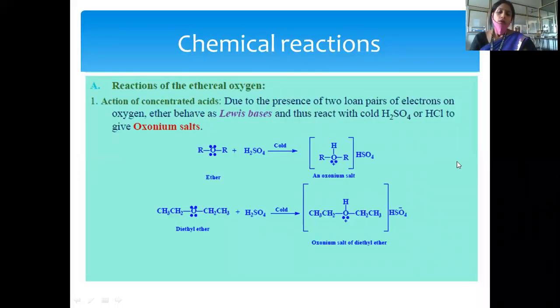All right. So now let us see the chemical reactions of ethers. So first is the reaction of the ethereal oxygen, when the oxygen atom of the ether group is being attacked. So first is the action of concentrated acid. Because oxygen has two lone pairs of electrons, it behaves as a Lewis base, and so it reacts with acids easily. And the intermediate is an oxonium salt.